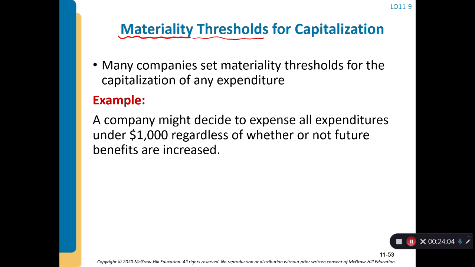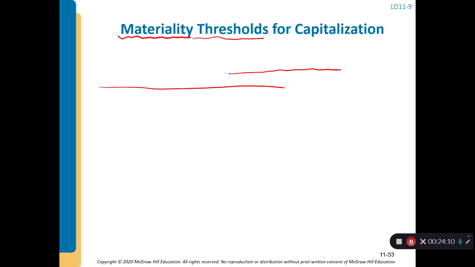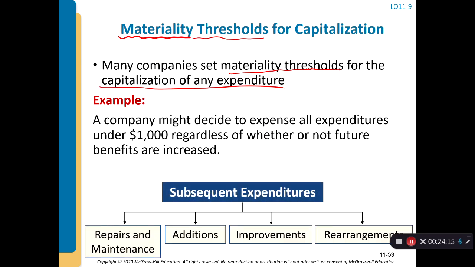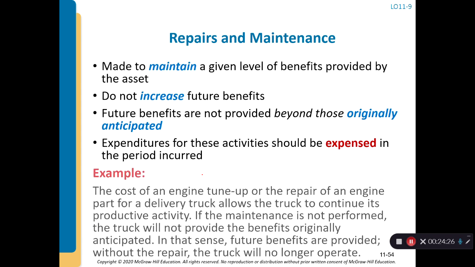So many companies set a materiality threshold for the capitalization of any expenditures. So regardless of whether the future benefits are increasing or not, you have to pass that threshold, right? For example, a company might decide to expense all expenditures under $1,000 regardless of whether there is a future benefit or not, okay? Once you pass the materiality threshold, then we consider whether it's increasing future benefits or not.